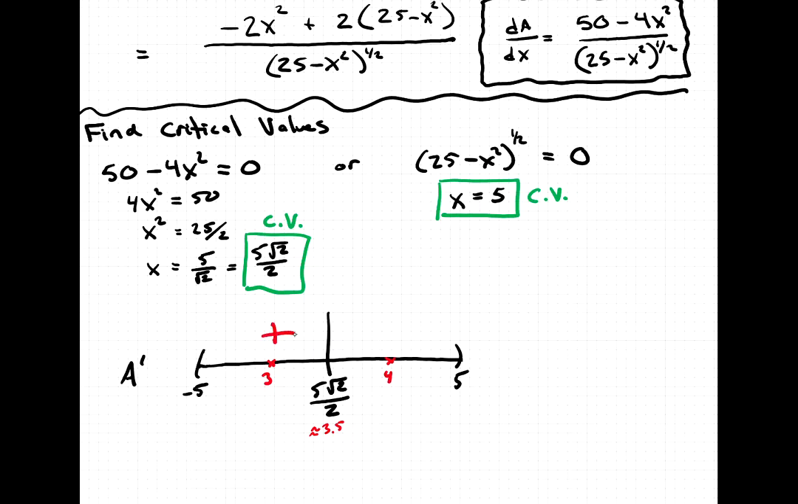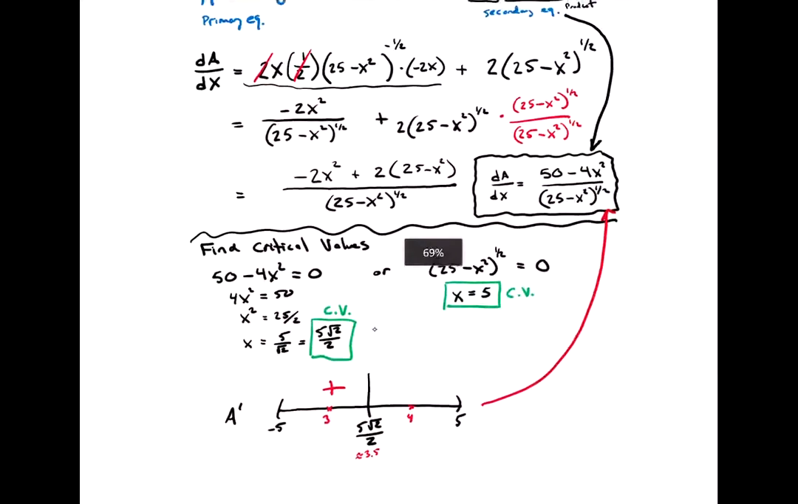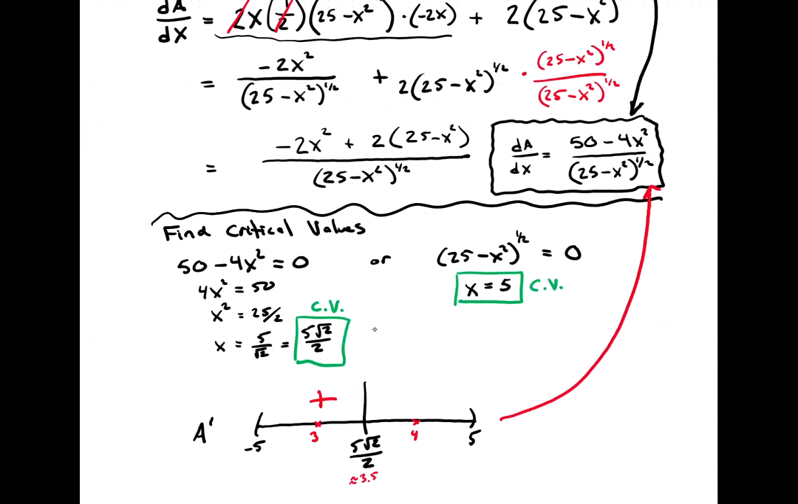And if we plug in 4, so remember these numbers, we're plugging them into the derivative. And if we plug in 4, that would be 50 minus 64 on top, which will give you a negative number. So the derivative is negative to the right. So that means the function is increasing to the left of this critical value and then decreasing after. So we have a maximum value that occurs at x equals 5 root 2 over 2.